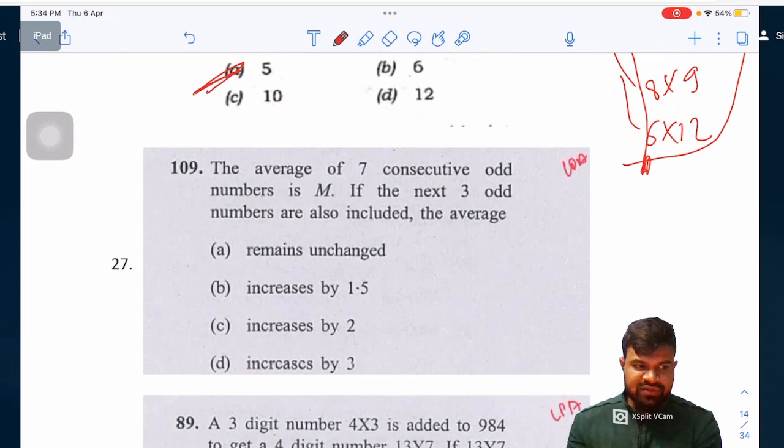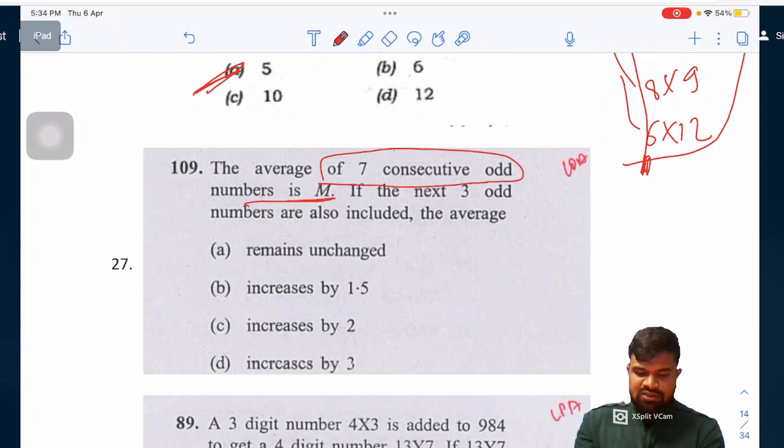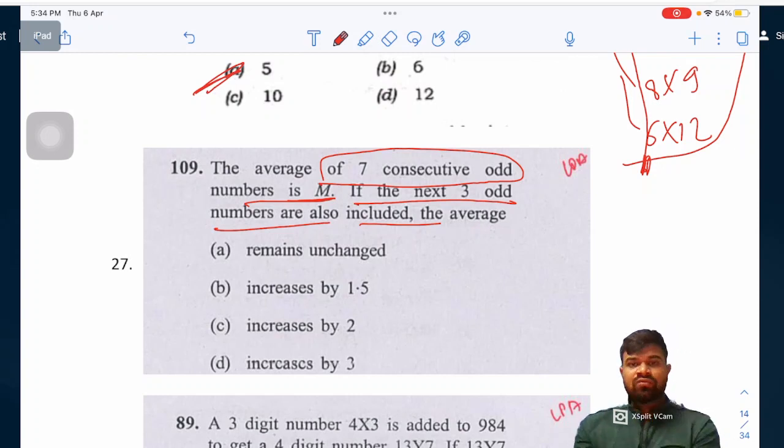Now 27th question. The average of 7 consecutive odd integers is m. If the next 3 odd numbers are also included, what will be the average? So this is the question. Again, we will use the art of assumption.